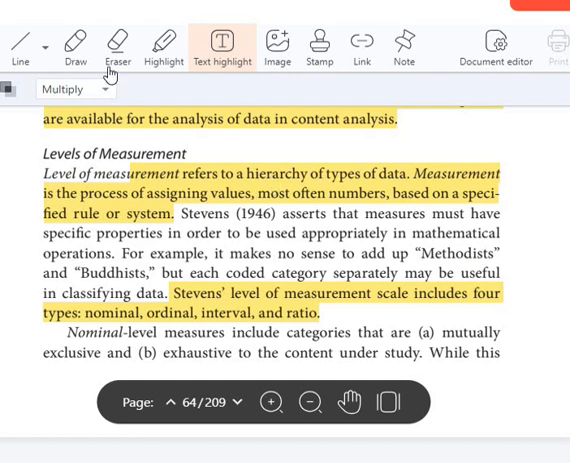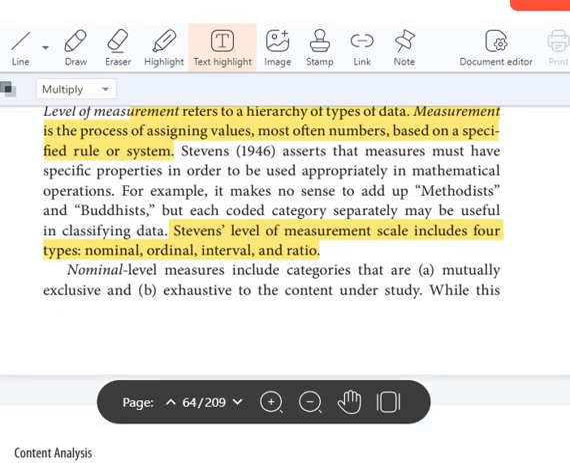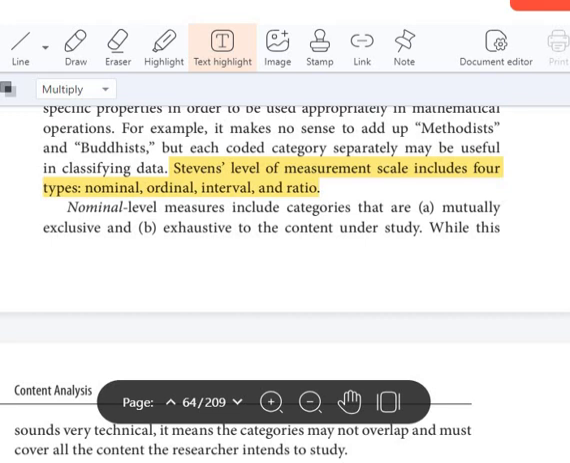Measurement is the process of assigning values, most often numbers, based on a specific rule or system. Stevens asserts that measures must have specific properties in order to be used appropriately in mathematical operations. Okay, Stevens' level of measurement scale includes 4 types. We've got the nominal, ordinal, interval, and ratio. For the nominal, just some quick points on each level.